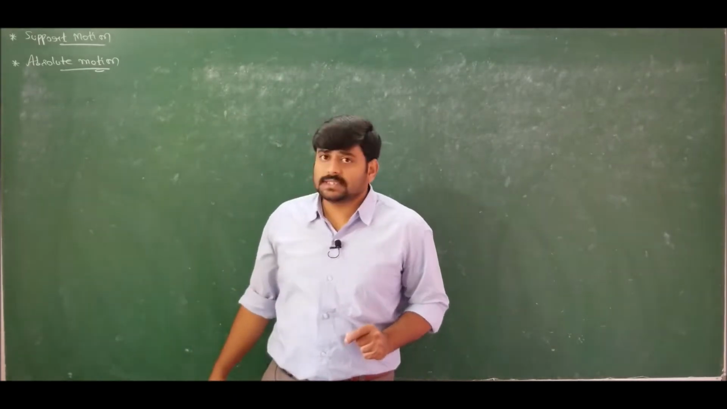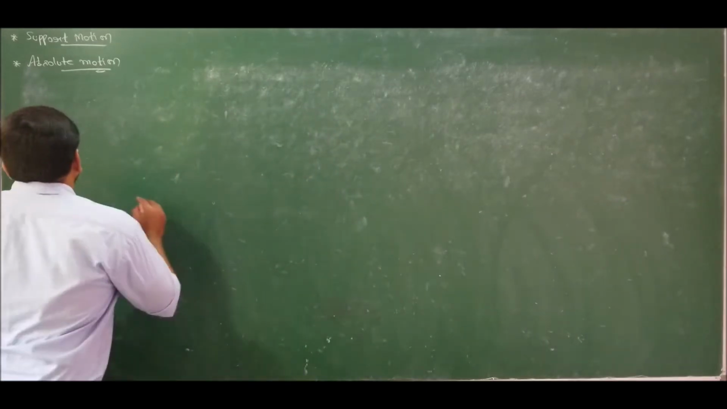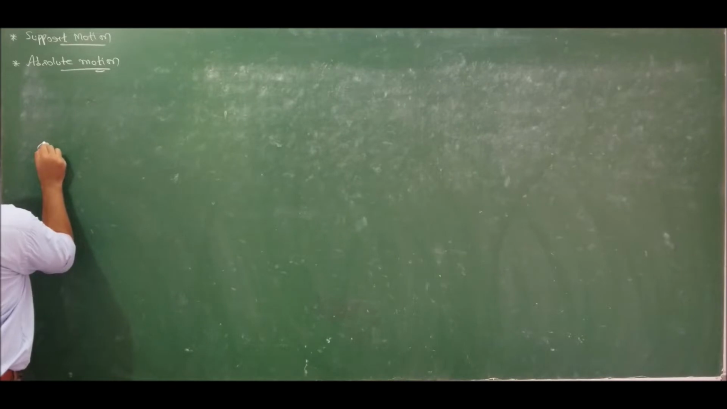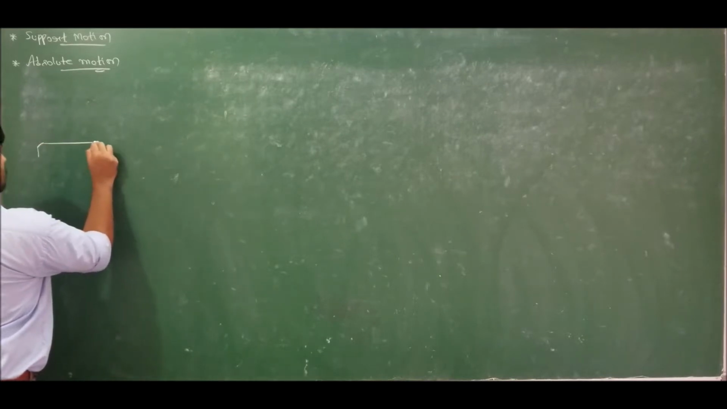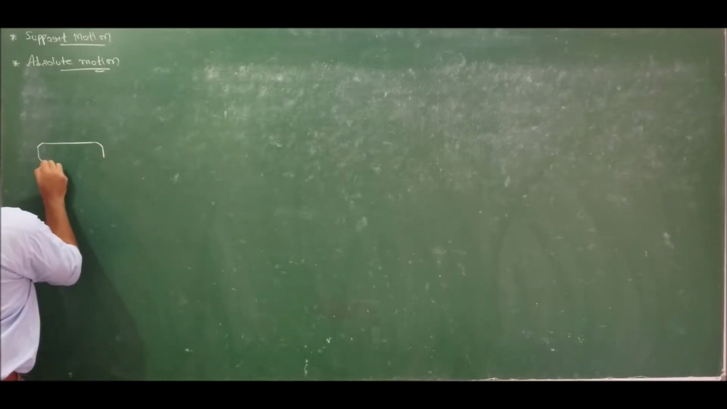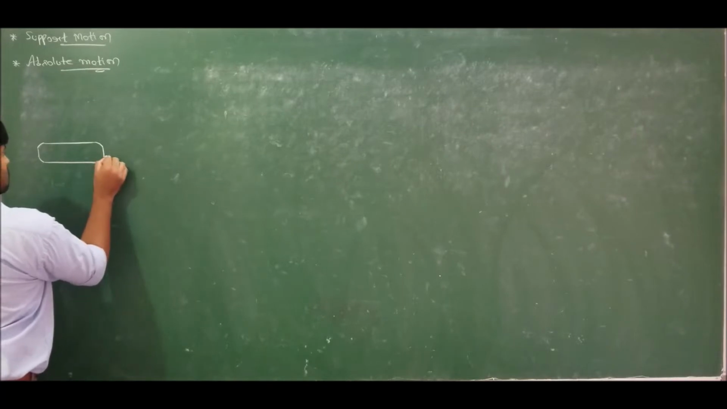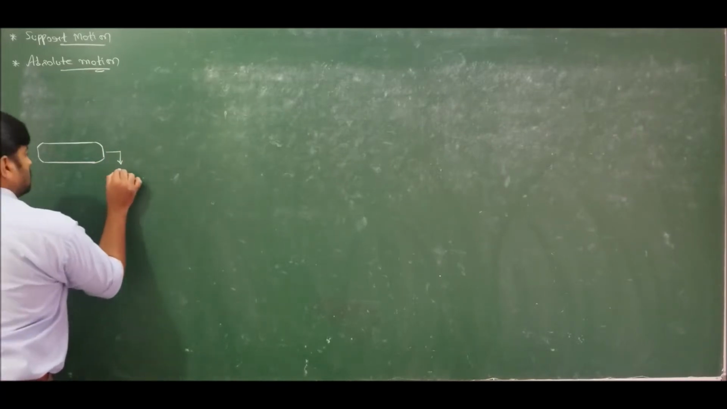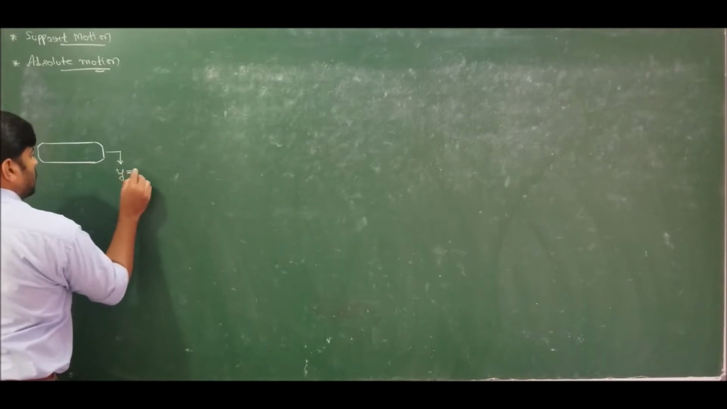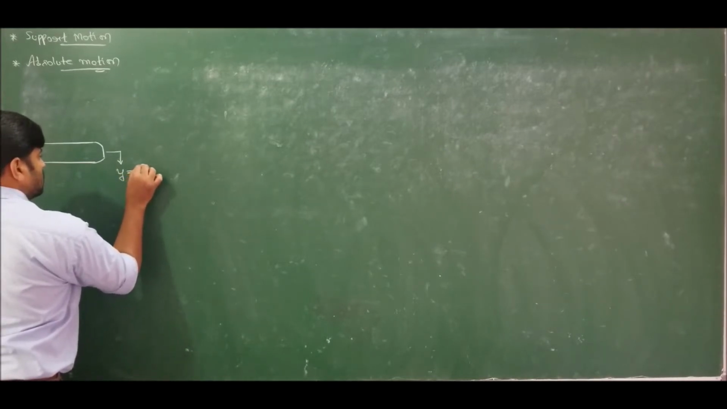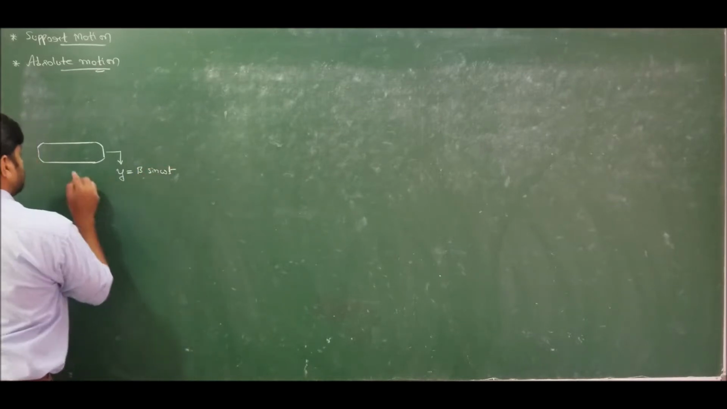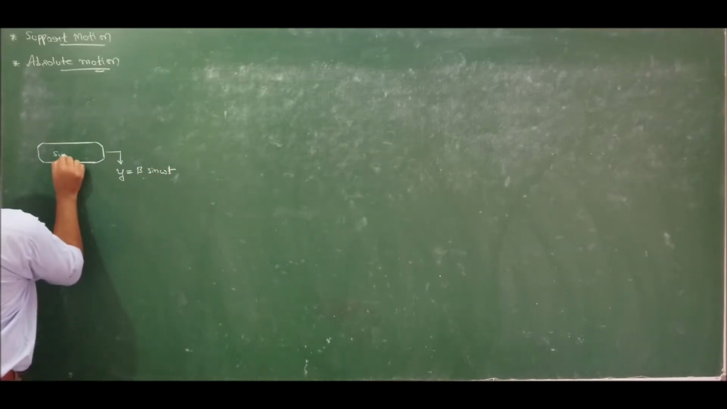Now, in order to analyze this, let us consider the support. Let us have a support like this. Let the support be moving by an amount y, where y is given by b sin omega t. So this is the support.